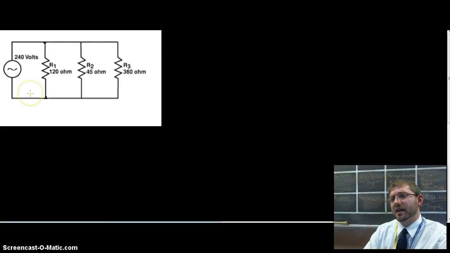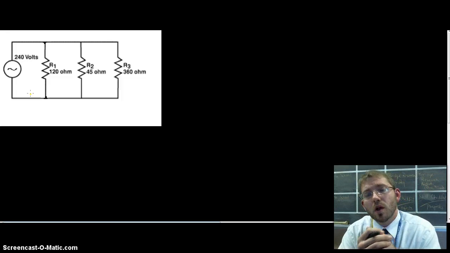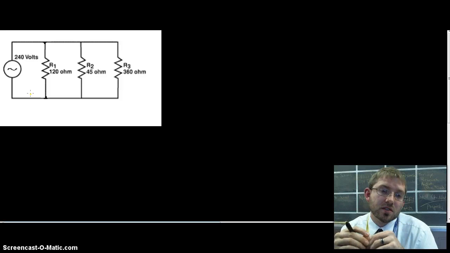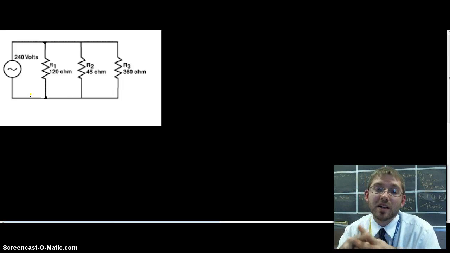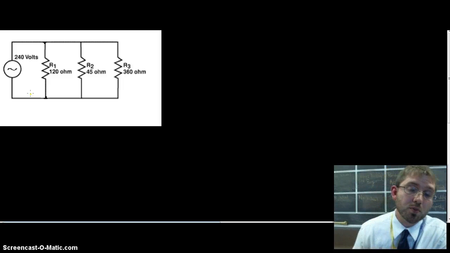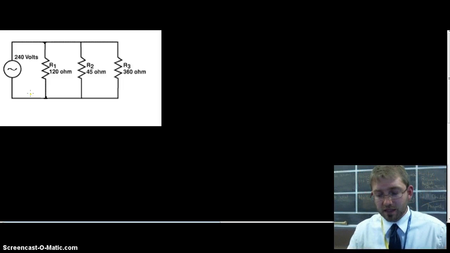It's that fact, coupled with the voltages being dropped across each segment of the parallel circuit, that will show us that the equivalent resistance cannot be found just by adding up all the values of the resistors. So we cannot add 120 ohms to 45 ohms to 360 ohms, much like we did with the previous circuit.